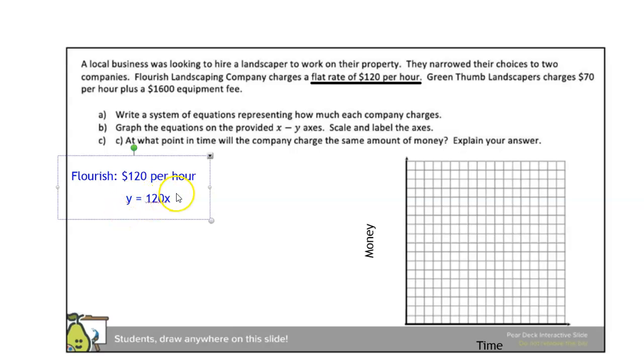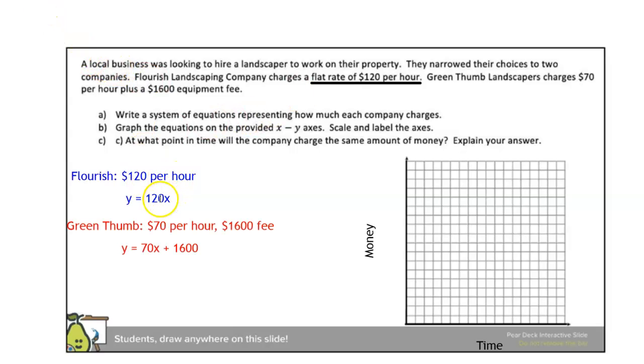It's just 120x. The next equation that we have to make is for Green Thumb, which is 70 per hour. There's our slope, the 70. That's going to be multiplied by x, plus a $1,600 equipment fee. That is a constant, so that's going to be our y-intercept. So again, per hour is going to be the slope, and then that 1,600 is going to be the y-intercept. There's no y-intercept for Flourish because it's just 120 per hour.